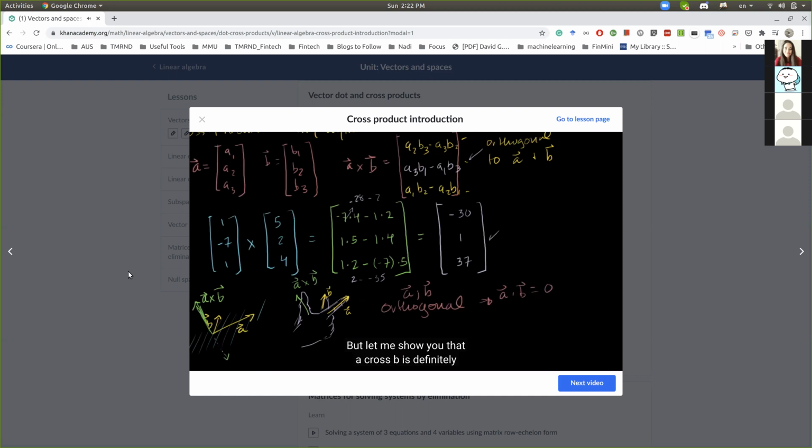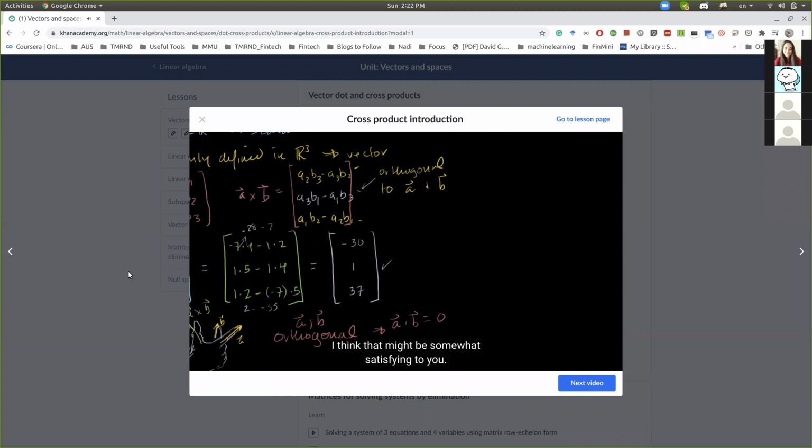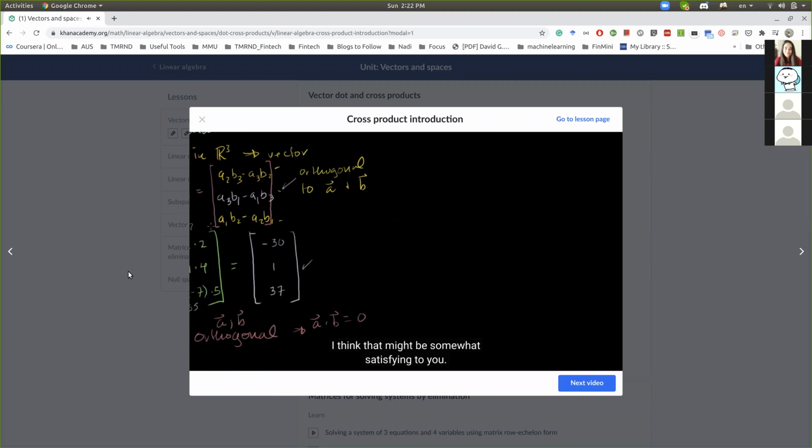But let me show you that A cross B is definitely orthogonal to both A and B. I think that might be somewhat satisfying to you. So let me copy A cross B here. I don't feel like rewriting it.